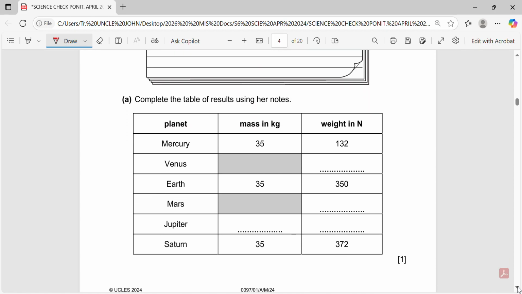A. Complete the table of results using her notes. Planet, mass in kgs, weight in newtons. Mercury, 35, 132. Venus, dash, dash. Earth, 35, 350. Mars, dash, dash. Jupiter, dash, dash. Saturn, 35, 372.